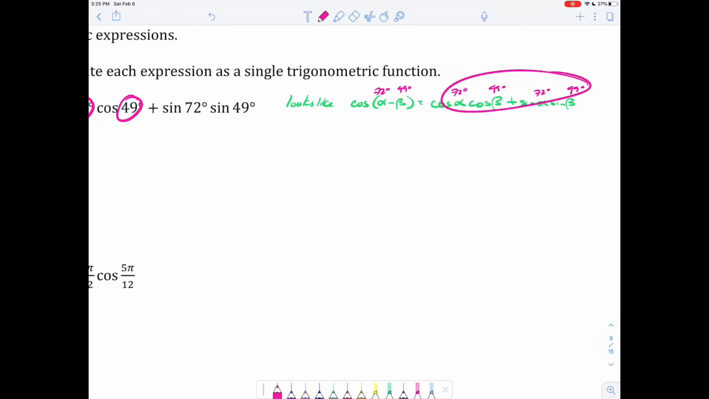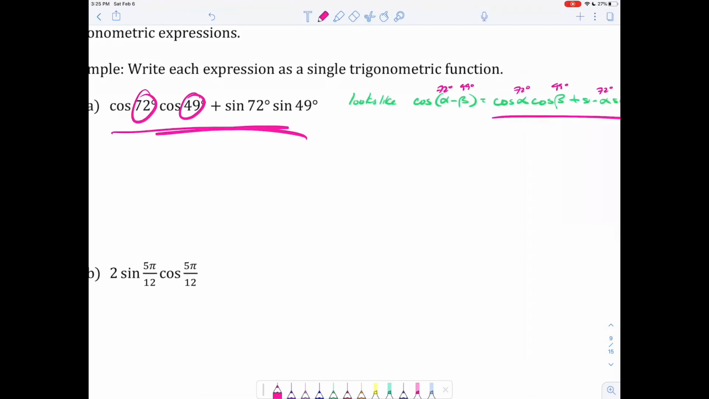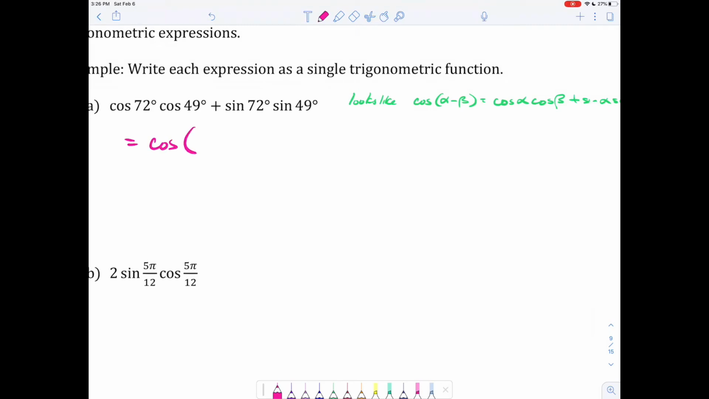So if we make these replacements over here, this will look just like this. And that means we can say that this function looks just like this side, but with 72 degrees for alpha and 49 degrees for beta. So we are going to do just that. We're going to say that this thing is equal to the cosine of 72 degrees minus 49 degrees.